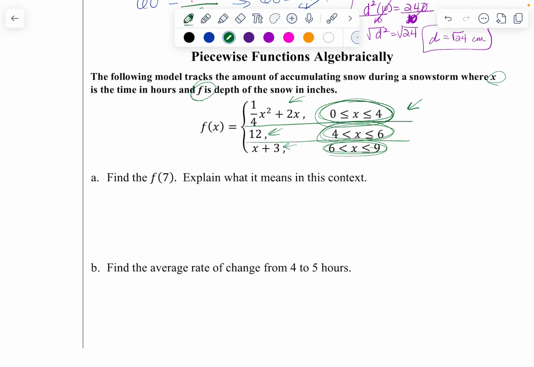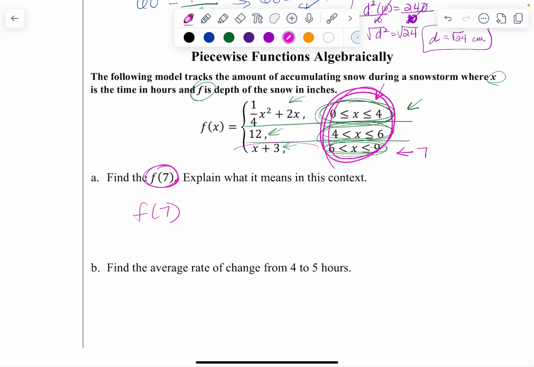So let's see what we can do. If we're looking for f of 7, we have to decide which function we're looking for. This is what we look for first: which case works for when x is 7? When x is between 0 and 4, that's not 7. From 4 to 6, that's not 7. And this is when 6 to 9, so f of 7 would be included in this function here. So we're going to look here.